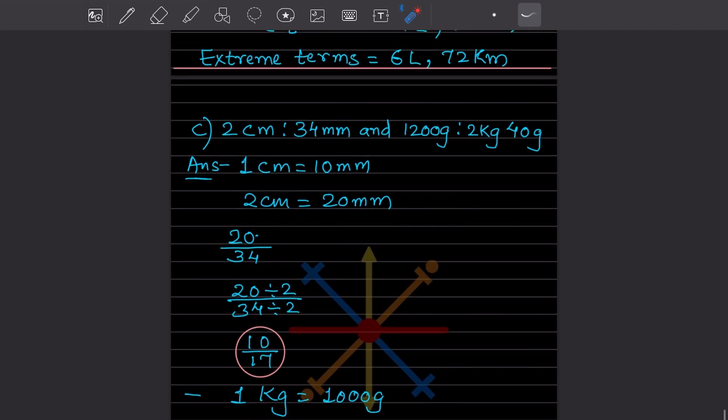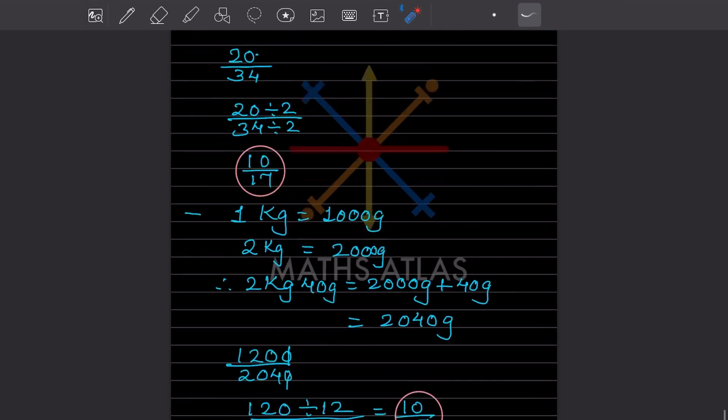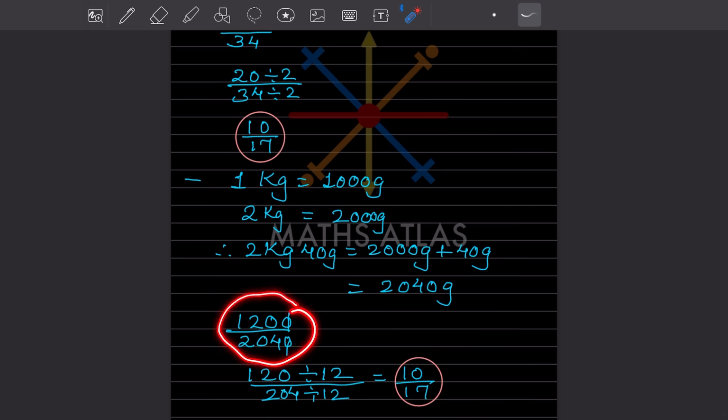So here is actually now 2040 gram. Now can you see both units are same? So what will you take here? 1200 and 2040. So now can you see here? 1200 and 2040. So now here what are you going to do? First thing is, what did I do? Again I made it smaller. This 0 and this 0 I cut off. Now what remains is 120 divided by 204.